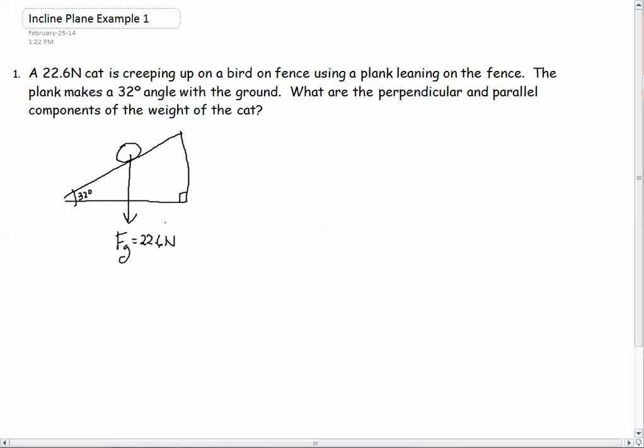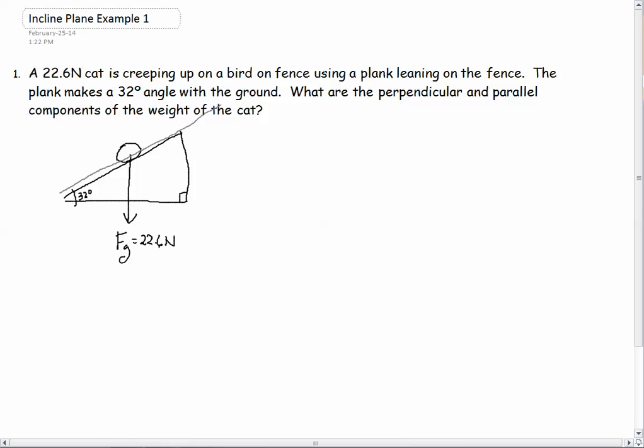Now it's very important to recognize that we were given the weight of the cat and not the mass. If we had been given the mass, we would have used our formula weight is equal to mass times the acceleration due to gravity to calculate it. But we've got it. So now we're wanting to calculate the perpendicular and parallel components. So let me put on a Cartesian plane here.